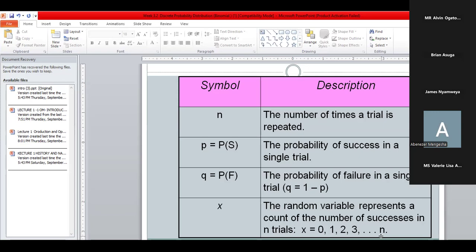Then X, the random variable that represents the number of successful outcomes, we did this under random variables. Let X be the number of girls. If there were 3 repeated births, X started from 0, 1, 2, 3. If there are 4 repeated births, then X is equal to 0 boys, 1 boy, 2 boys, 3 boys, 4 boys. We did that under random variables.